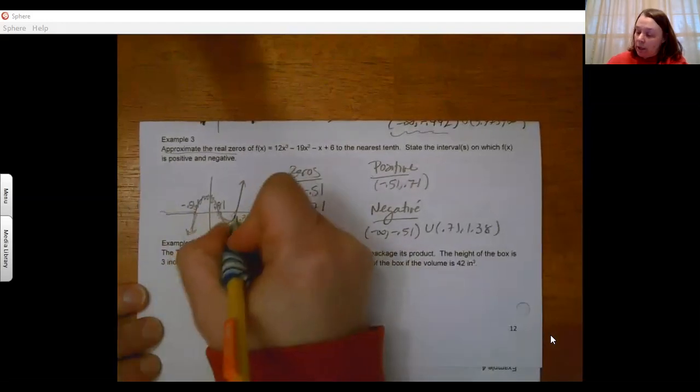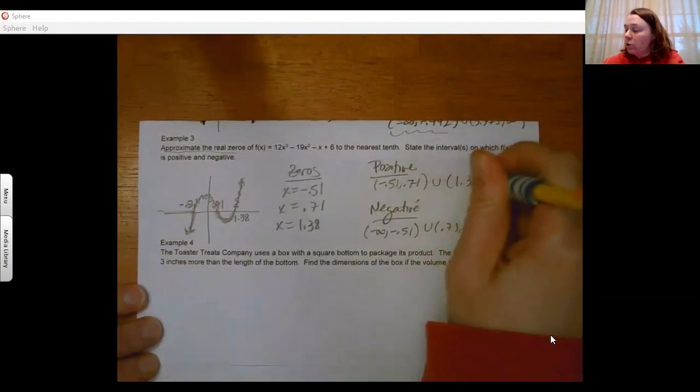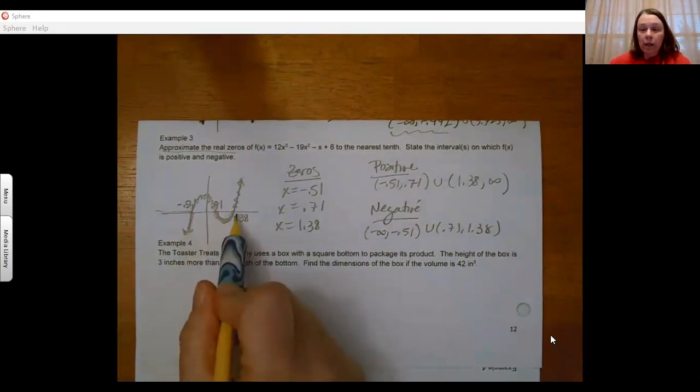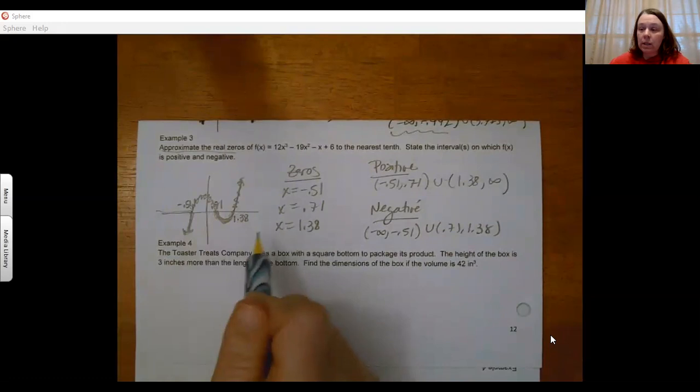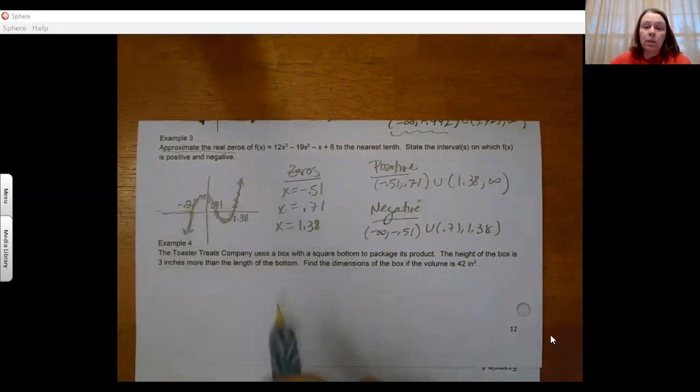So this is the negative and then positive. I'll try to find my highlighters for next time. 1.38 to infinity. And it's always parentheses because technically at the zeros, it's not positive or negative at zero. It's just like when we're increasing and decreasing at the maxes and mins, or relative maxes and mins, it wasn't technically increasing or decreasing.